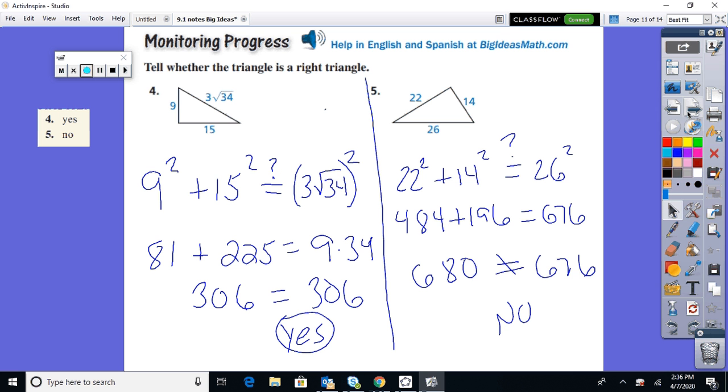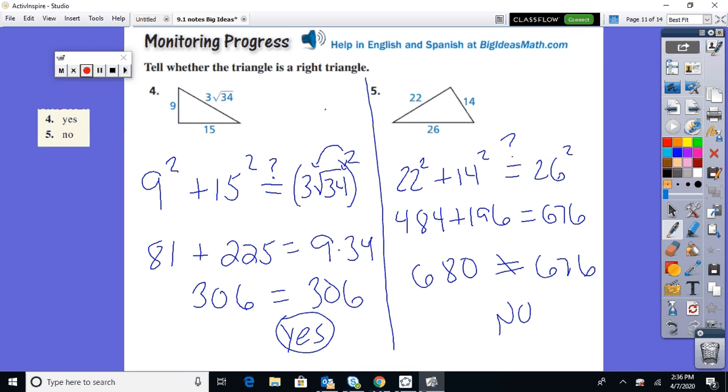All right, when you come back, let's see what we got here. Number 4, tell whether it's a right triangle. So I got 9 squared, 15 squared, question mark, 3 roots of 34 squared. And yes, this indeed works. And again, here's that situation where you square the 3 and you square the square root of 34, so that's 9 times 34. So there's 306.